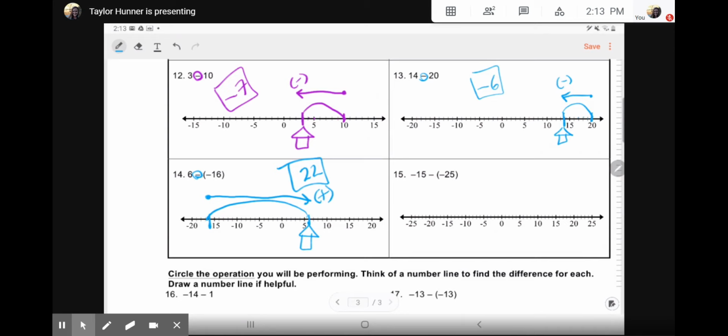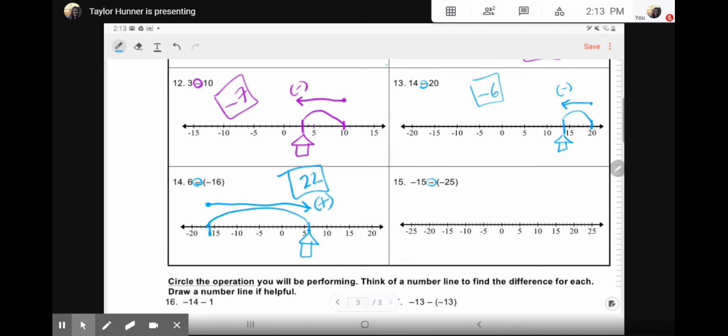Number 15, negative 15 minus negative 25. There's my operation sign. I start at negative 15, that's my home, and I end up at negative 25. So I end up here. In order to get back home, I have to go in the positive direction. So the spaces between negative 15 and negative 25, there are 10 spaces, and this is going to be in the positive direction, so it's a positive 10.